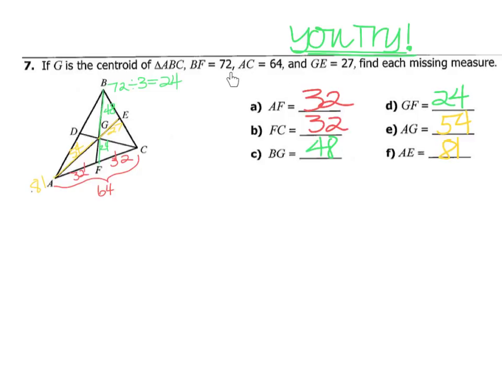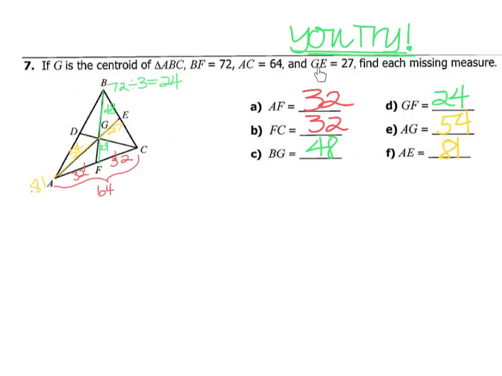Then we're also given that AC is 64. So AC is this whole side, and the whole thing is 64. Now, BF is a median. That means F is the midpoint of AC. So it cuts this whole side in half. So each of these is 32. So that's how we get AF is 32 and FC is 32.